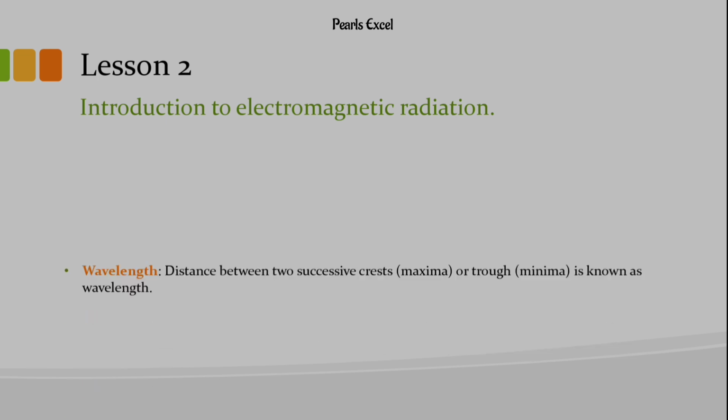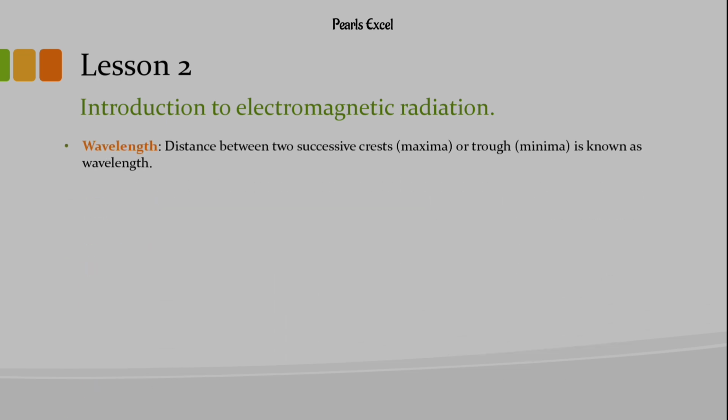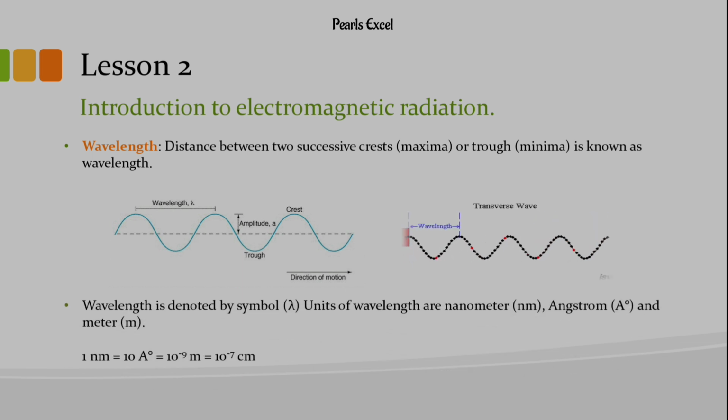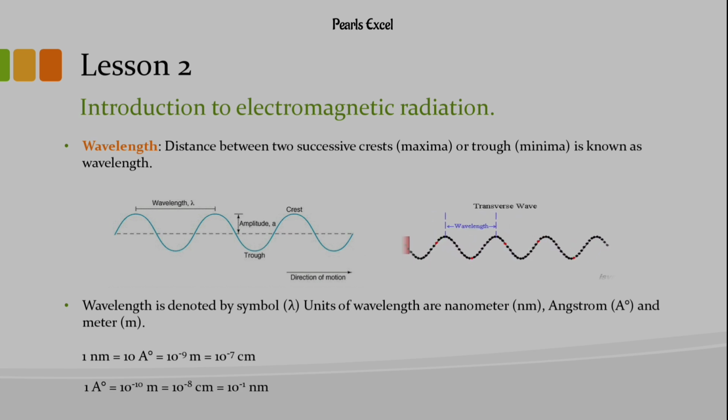First, wavelength. It is the distance between two successive crests, maxima, or troughs, minima. From this image, you can clearly understand the concept of wavelength. Wavelength is denoted by the symbol lambda. Units of wavelength are nanometer, angstrom and meter. The relationships between these units are outlined below.